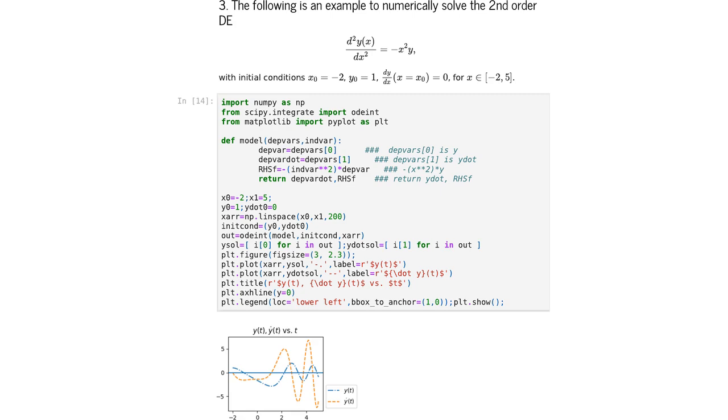Following the model definition, the code sets up the initial values for x, y, and y dot, creates an array of x values for which we want the solution, and bundles the initial y and y dot into initcond. The ODE function is then called with our model, initial conditions, and x array. The output from ODE contains the solutions for y and y dot, which are then extracted and plotted against x, allowing us to visualize the behavior of the function y of x and its derivative y dot of x.